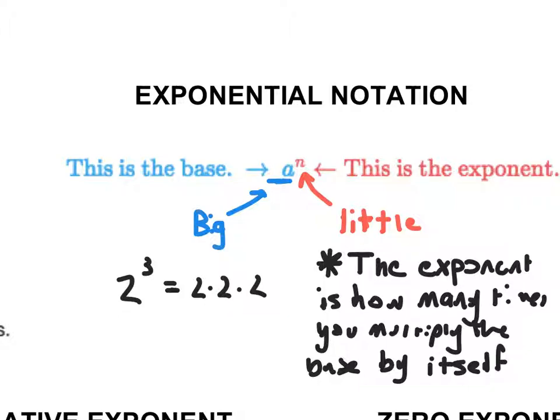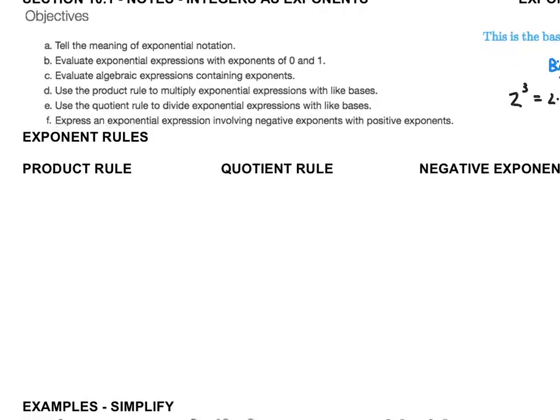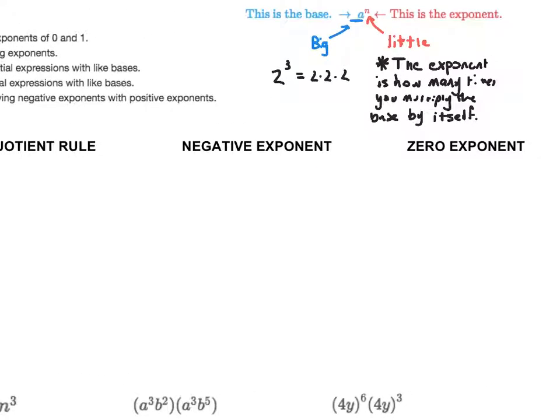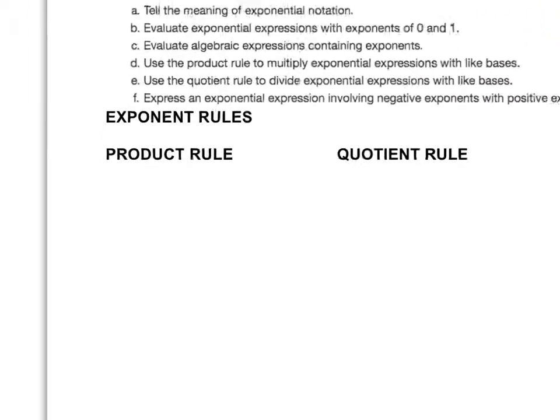All right, so now let's go in and talk about some of our exponent rules. We have different rules here. We have the product rule, the quotient rule, the negative exponent rule, and then the 0 exponent rule. Let's go through and talk about the product rule.